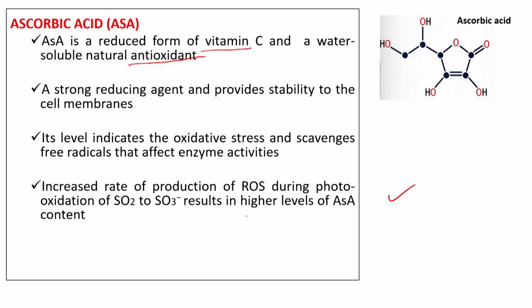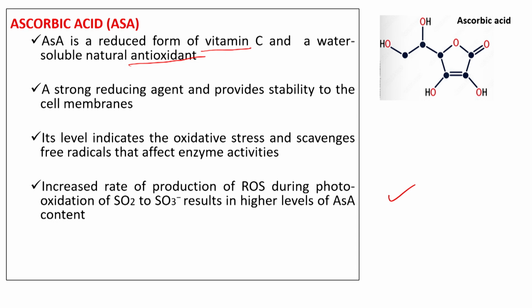You remember this. Ascorbic acid is the reduced form of vitamin C, and vitamin C is very important for our body as well as for plants, and it is a water soluble natural antioxidant. So, this is very important. This is going to fight against reactive oxygen species formation. It will actually limit ROS formation in the plants, thereby reducing the effect of air pollution on the plants.